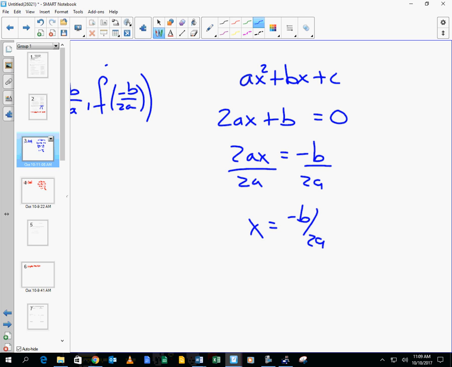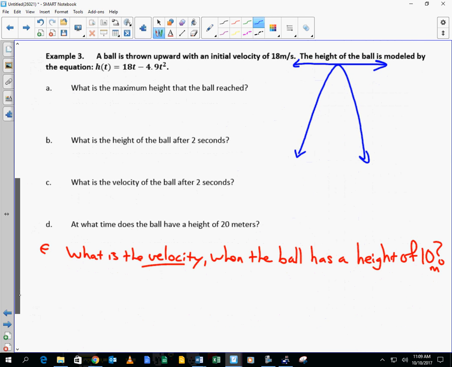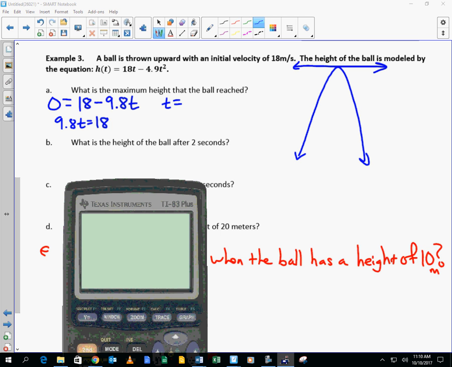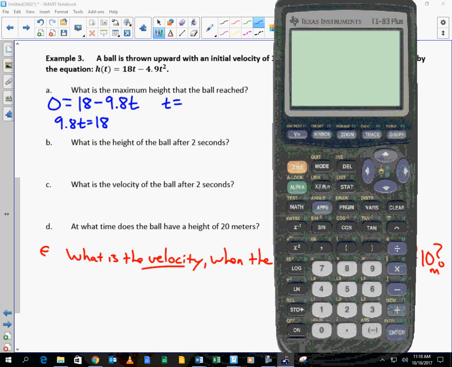All right. Okay, so let's figure it out. What is the maximum height that the ball reached? Well, first I can figure out at what time it reached that height by taking the derivative and saying equal to 0. What is the derivative of 18t minus 4.9t squared? Or 9.8t is equal to 18. Or t is equal to 18 divided by 9.8. That's 1.84.